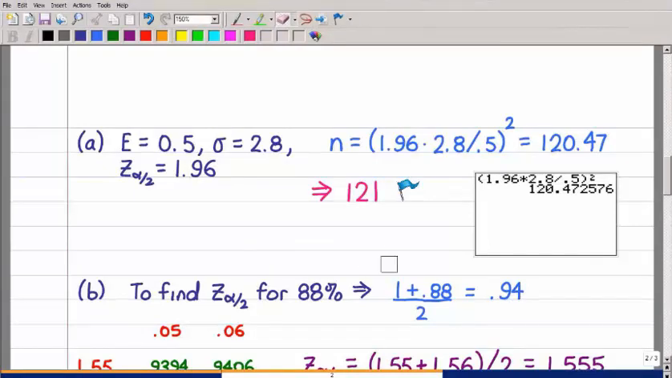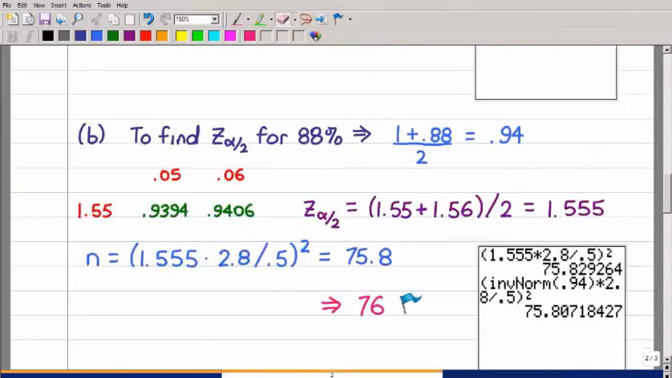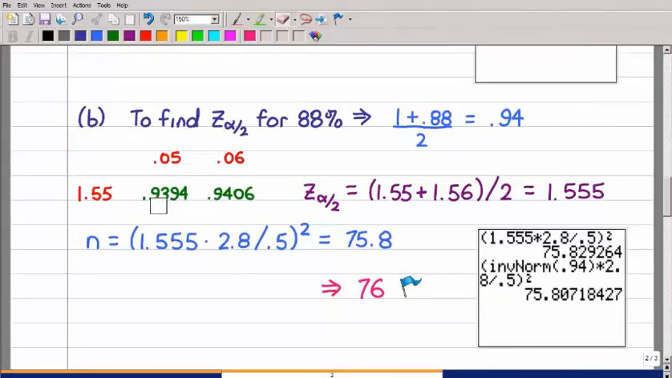So for 88%, I go 1 plus 0.88. You go back and look and you see it's 1 plus confidence level, all divided by 2, and that's 0.94. So if you're using the chart, you see 0.94 would be right between 0.9394 and 0.9406. So the best answer would be to average these two numbers.